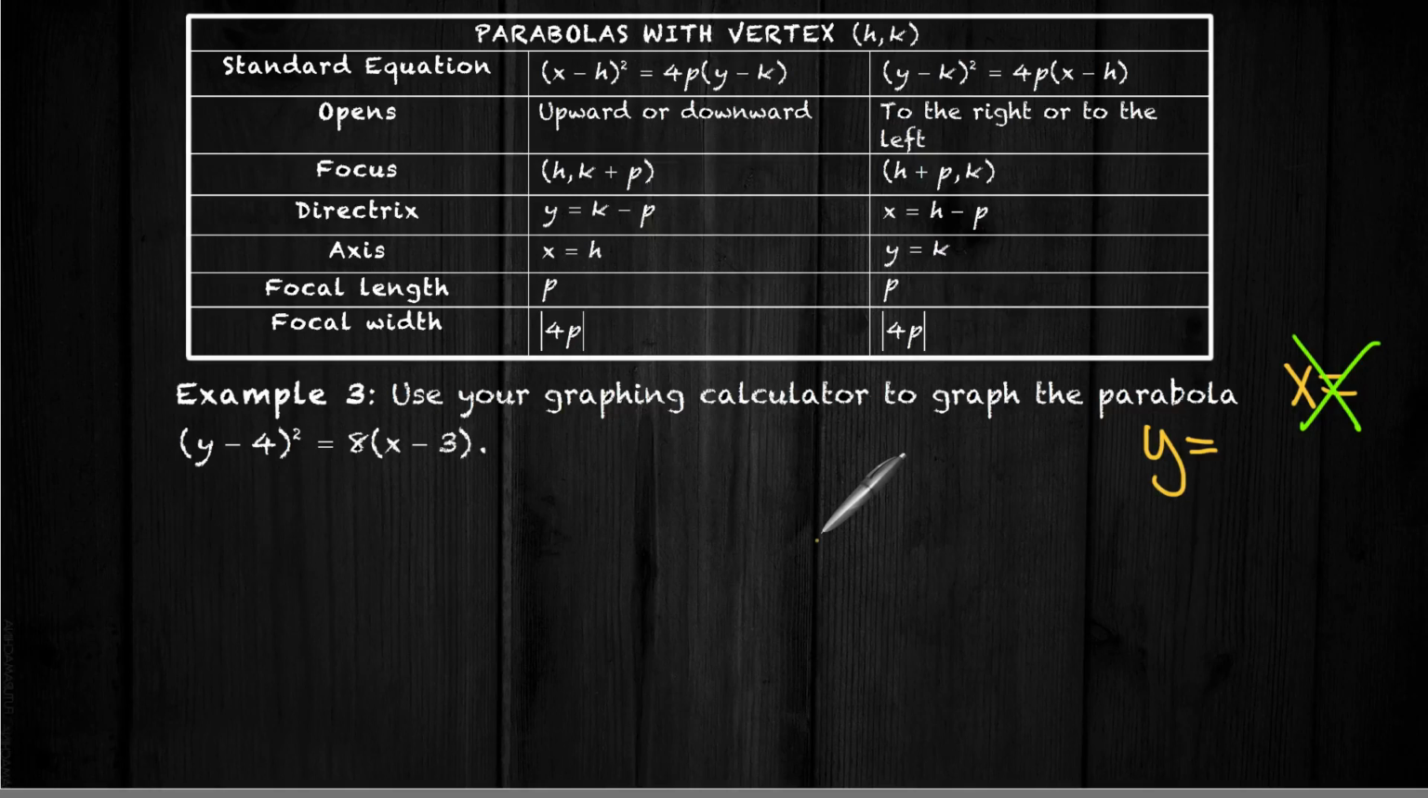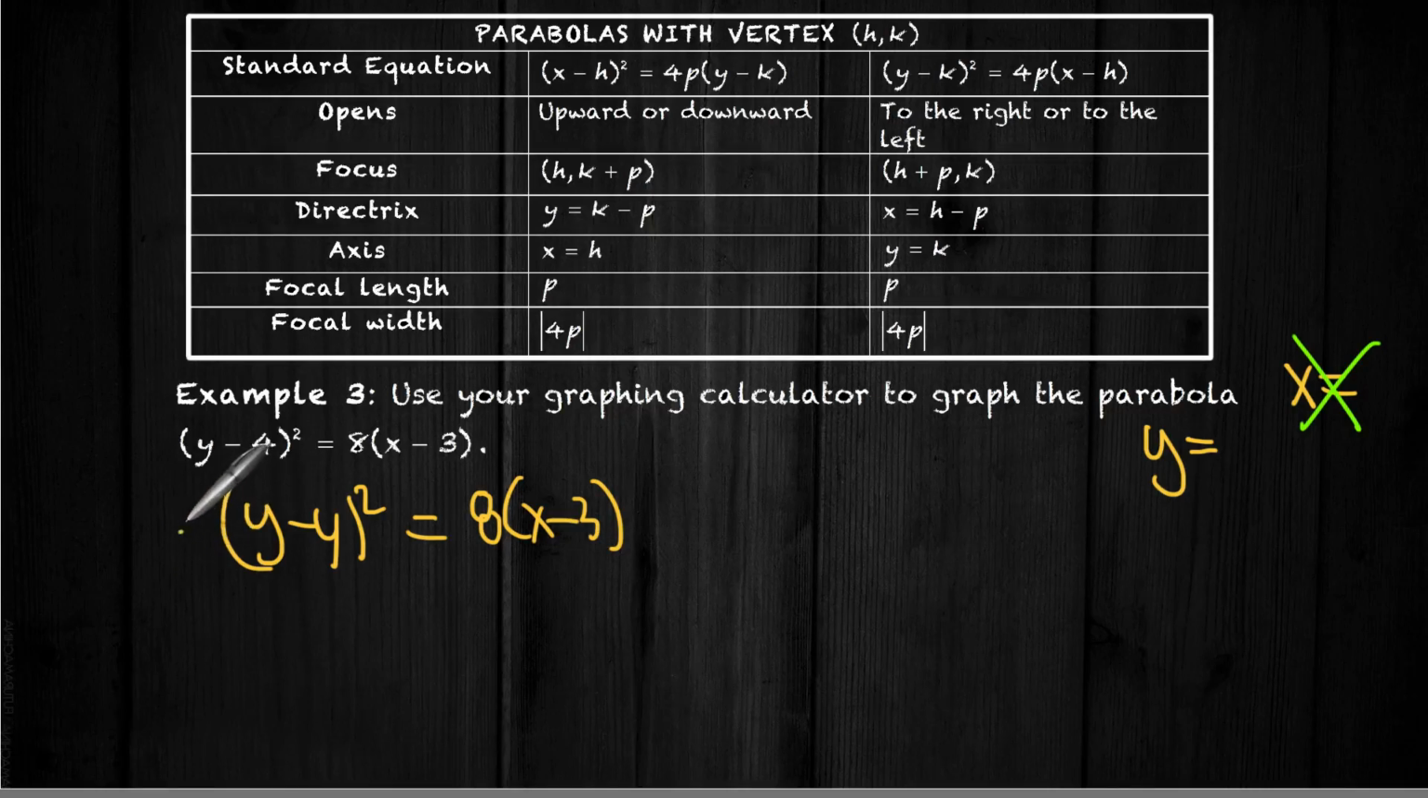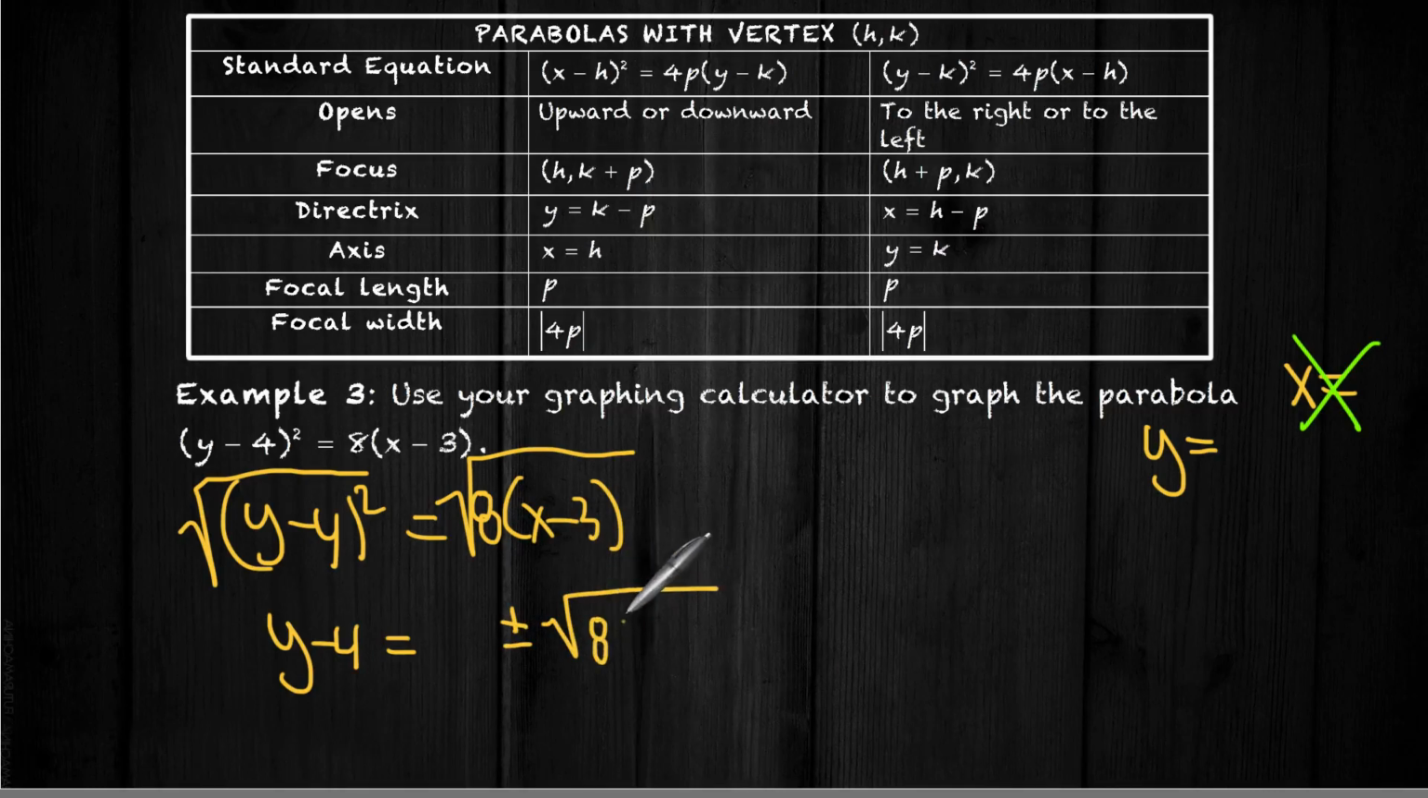So that means we need to solve this equation for y. To start, we'll just rewrite it first, and we'll start by taking the square root of both sides. That's going to get rid of the squaring function. Squaring and square root are inverses of each other, so they're going to cancel out. A mistake that a lot of students make right here is they forget to put a plus or minus in front of the square root. So that's going to be plus or minus the square root of 8(x − 3). And then we're going to add 4 to both sides. And so we get y is equal to 4 plus or minus the square root of 8(x − 3).